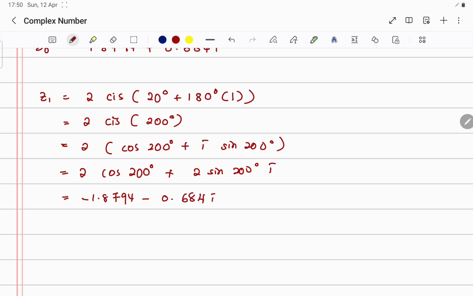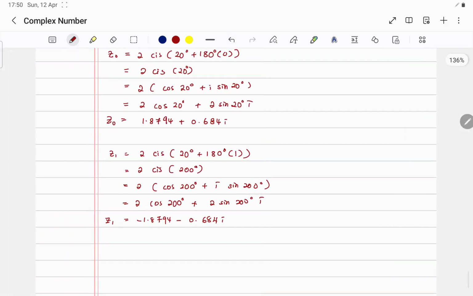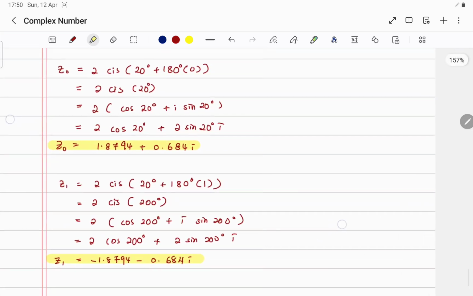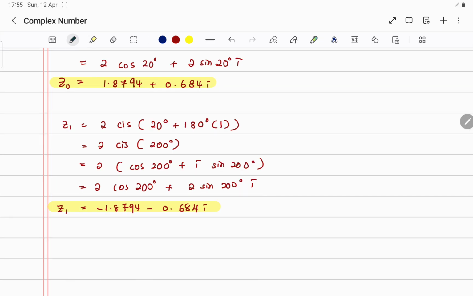So this is your Z1 and Z0 that you have. This one and this one. Because the question asks you to find the square root of the complex number. Oh yeah, one more thing. If they ask you inside the question, okay, show the square roots on Argand diagram.